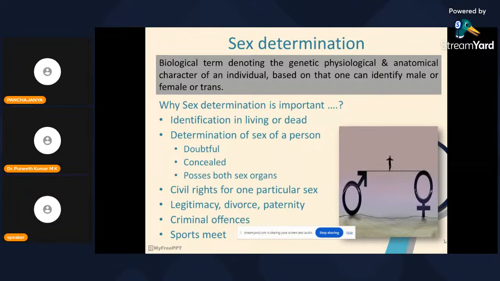Based on their sex, male or female, the sports will be decided, for example weight lifting, shot put, discus throw and javelin, where the weights differ for males and females, and it is decided based on their capacity. Because of that, in civil rights, criminal offenses, paternity and divorce, legitimacy, sports, and doubtful sex of a person, identification of sex should be done, in the living or in the dead.